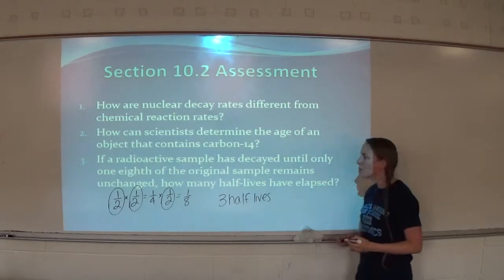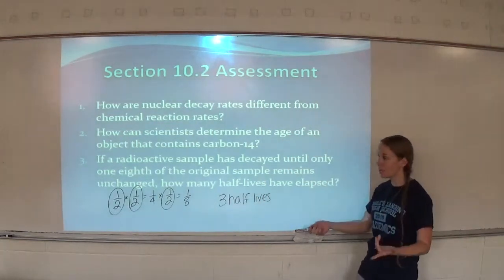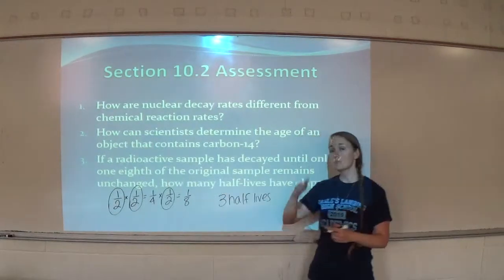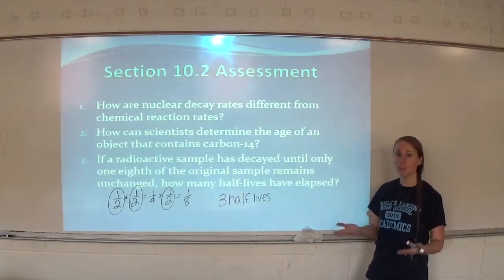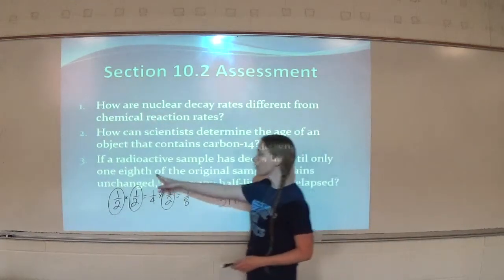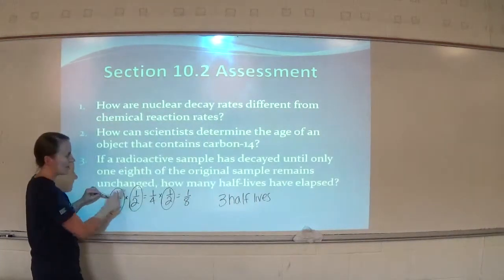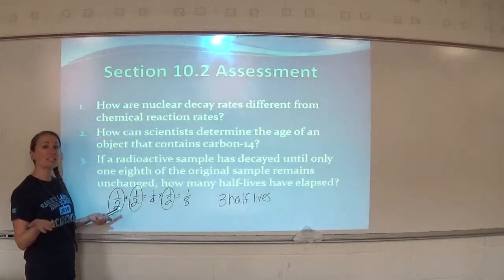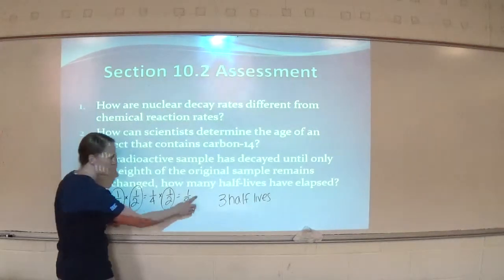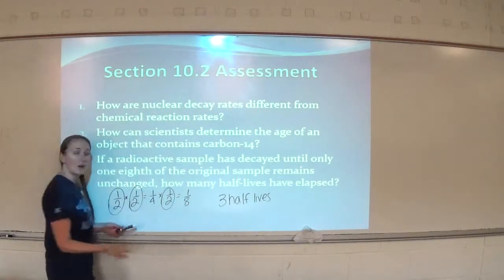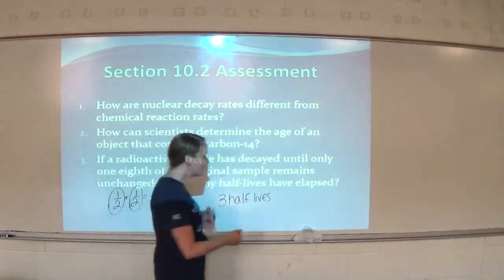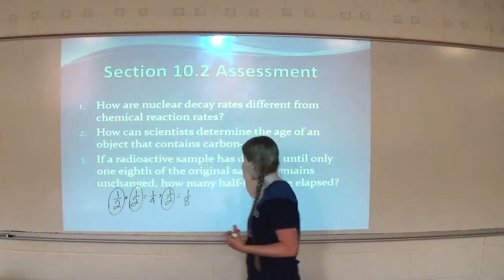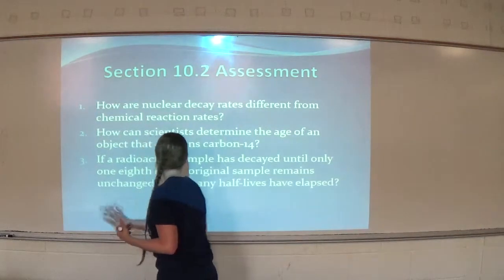If you know the fraction of what's left, the 1/8, you can just multiply half times half times half until you get that fraction. If it had said 1/4 was left, I would say 2 half-lives have passed. If it had said 1/16 was left, I would say times 1 more half, that would be 1/16, and so 4 half-lives have passed. Again, half-lives take a little bit of practice, but you'll get it.